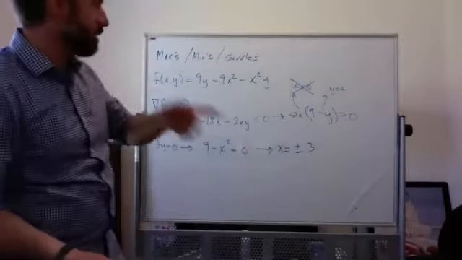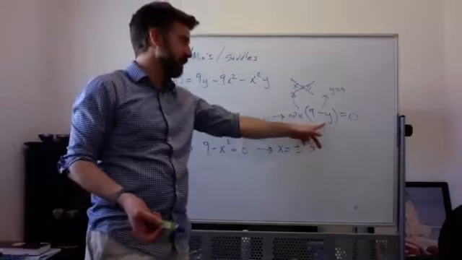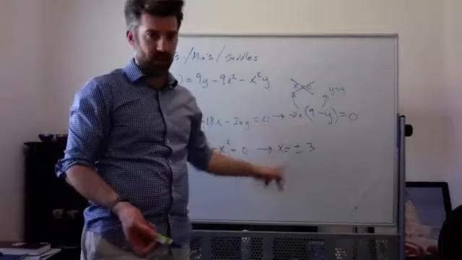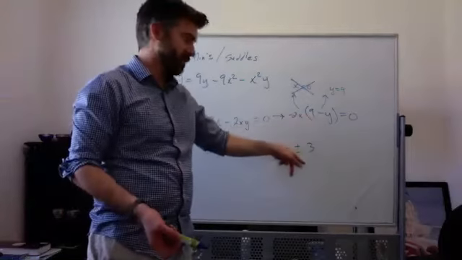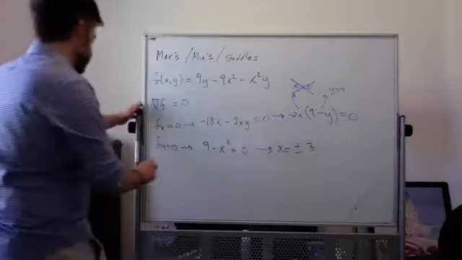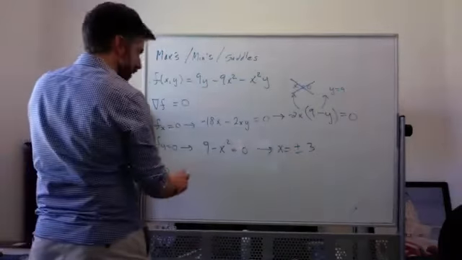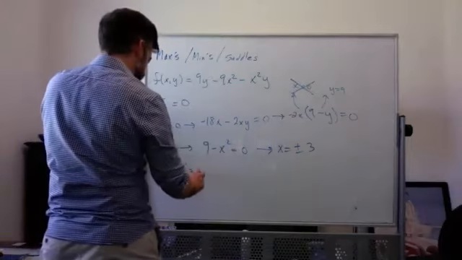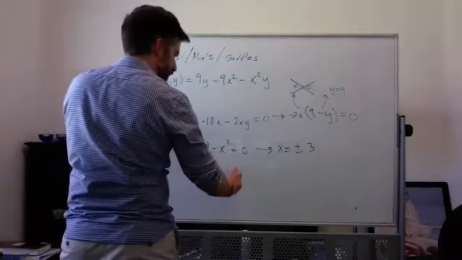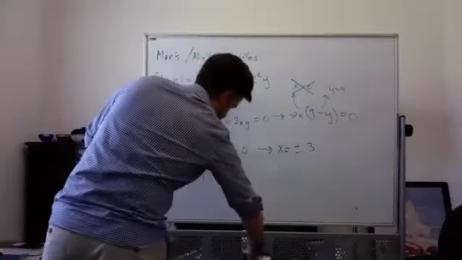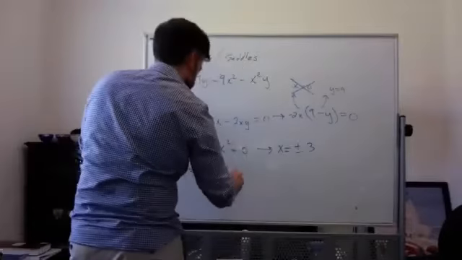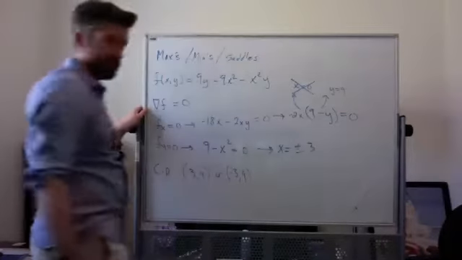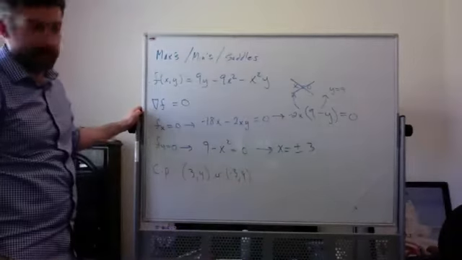On the other hand, y equals 9 works here, and y can be 9 and x can be 3, and you'll get 0 here and 0 here, or y can be 9 and x can be negative 3. So our critical points are x equals 3 and y equals 9, or x equals negative 3 and y equals 9. So we've got 2 critical points, and now we need to classify them.